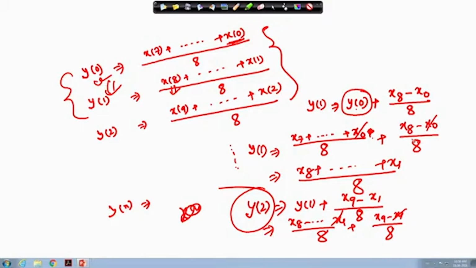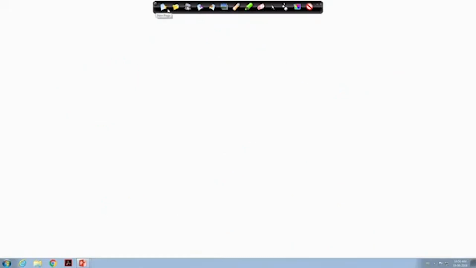Then what will be the circuit or the architecture for this particular equation? Now, if I generalize this equation, y n will be y n minus 1 plus x n plus 1 minus x 0, if I consider, divided by 8.